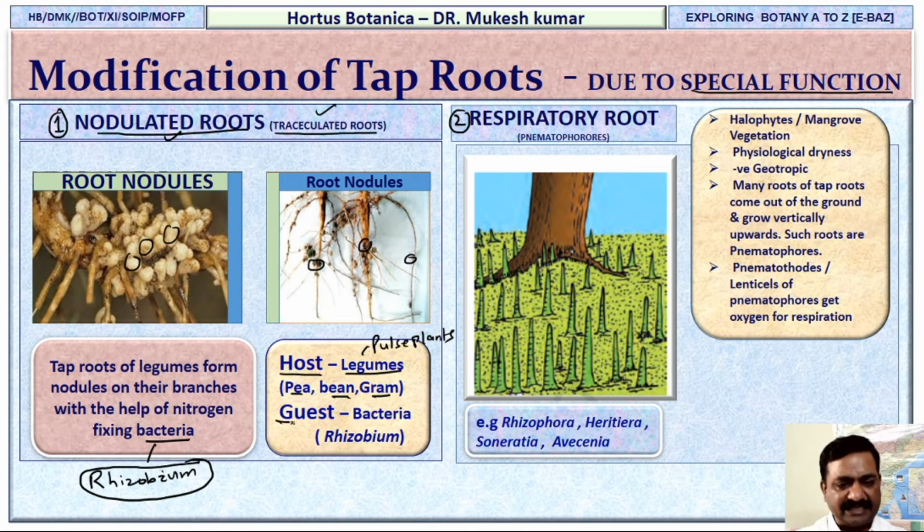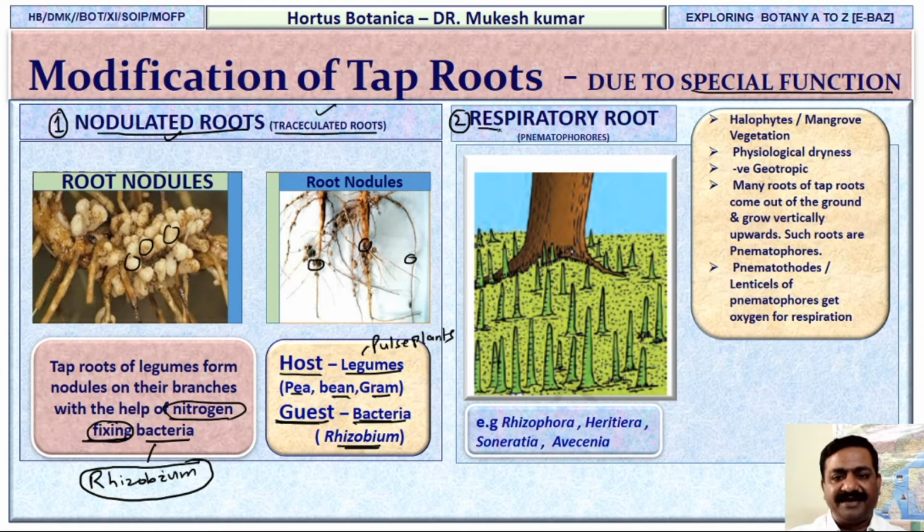And the guest is the bacteria, the organism, this is the Rhizobium, and their symbiotic association helps in nitrogen fixation. So this is the special function of the nodulated root, nitrogen fixation. Is it clear? Mind well. Now come to the second and very interesting point.